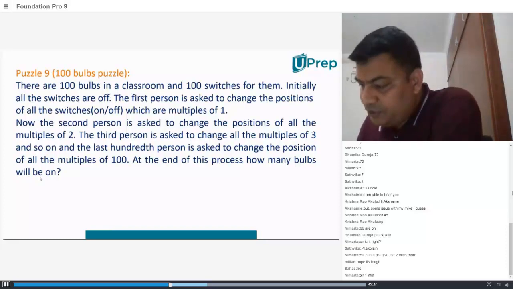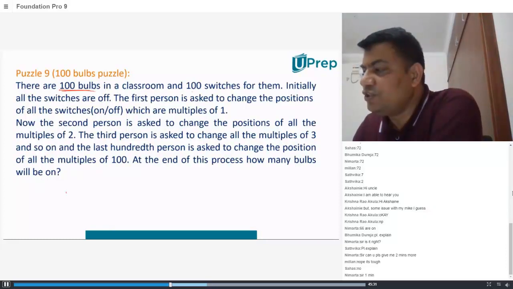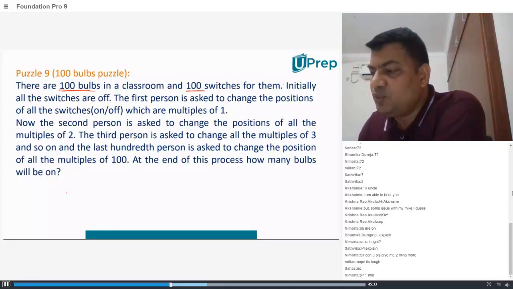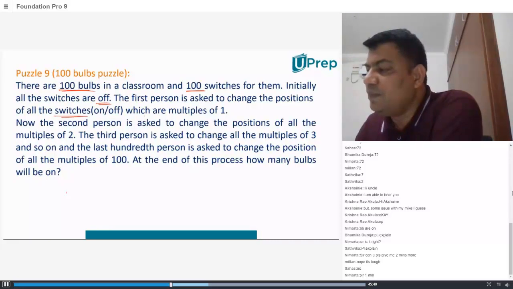There are 100 bulbs in a classroom and 100 switches for them. Initially, all the switches are off. The first person is asked to change the positions of all the switches which are multiples of 1. So initially, all the switches are off.